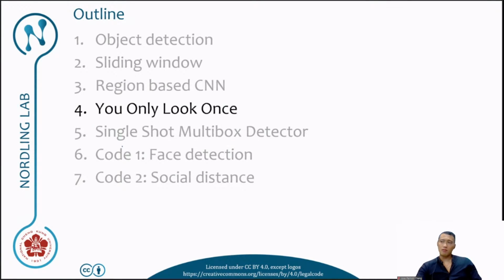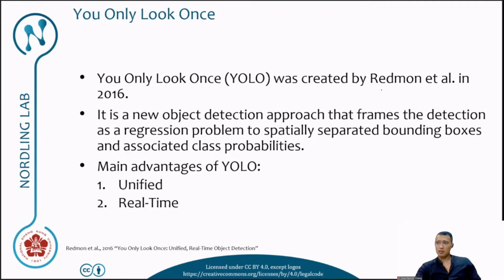Okay, so then we go into You Only Look Once, or YOLO. YOLO was created in 2016 by Redmon et al. At that time, it was a new object detection approach that frames detection as a regression problem to spatially separated bounding boxes and associated class probabilities. The main advantage of YOLO is that it's unified, and that's why it's called You Only Look Once. Because region-based CNNs look twice: once to select the regions, and the second time to do the classification of these regions.